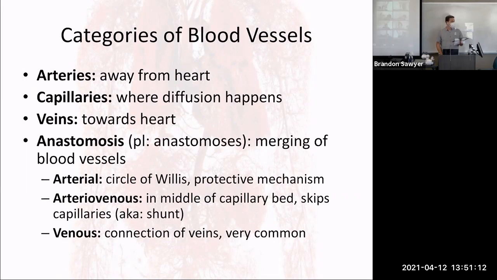Okay, so really just those four categories of blood vessels: arteries, capillaries, veins, and anastomoses. And then underneath those anastomoses, we've got 3 different types. Okay, questions on that so far?